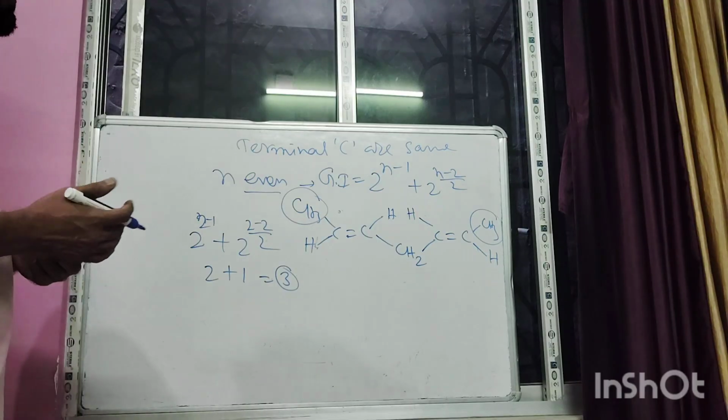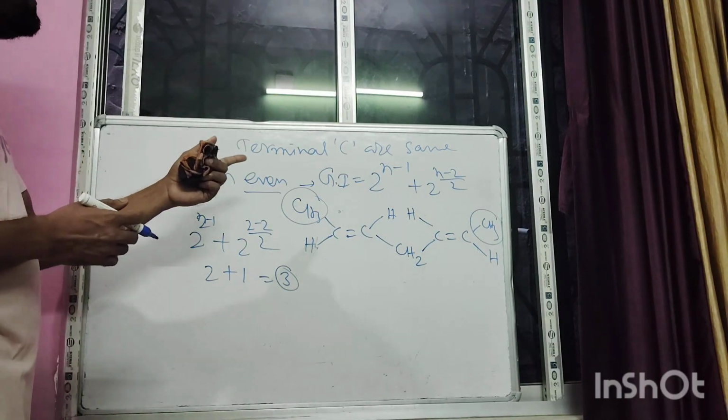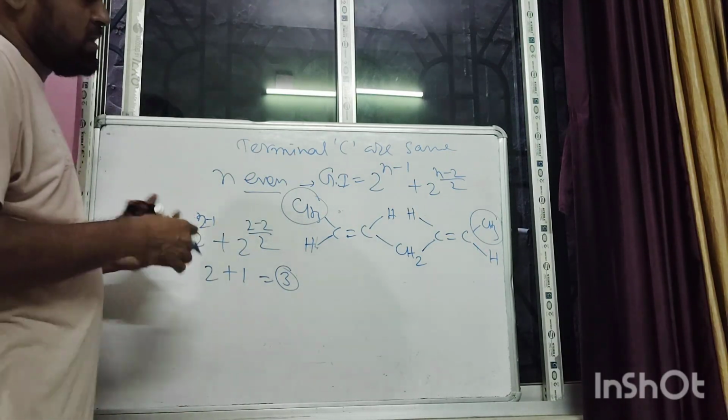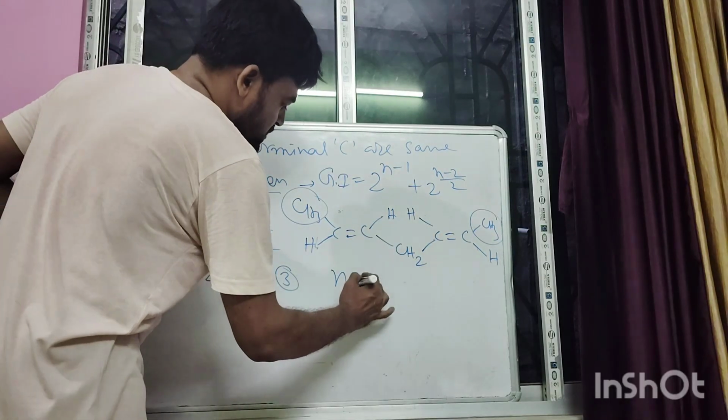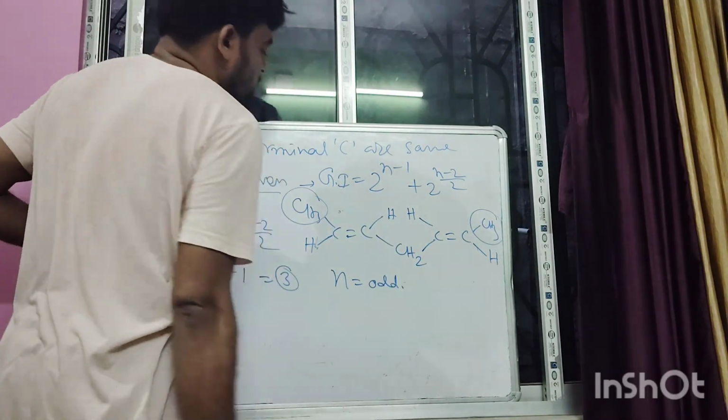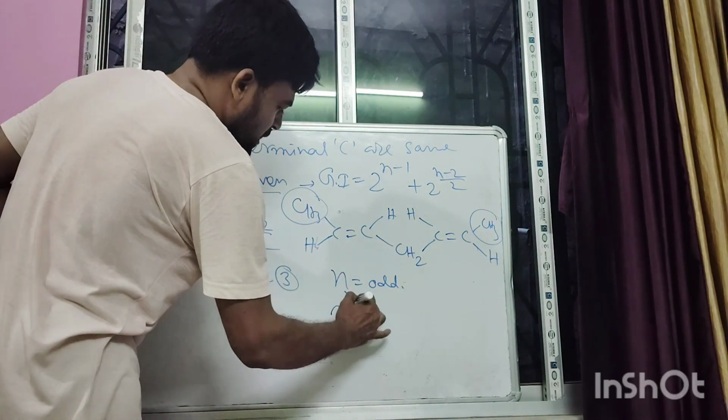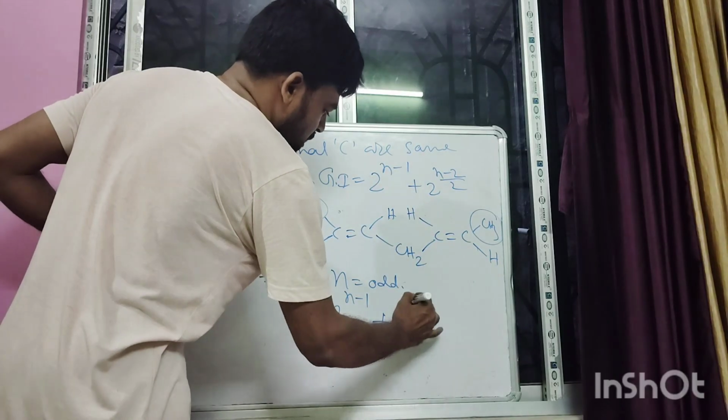And it is also seen that if the terminal atoms are the same and n is odd, then the number of geometrical isomers is 2 to the power n minus 1 plus 2 to the power n minus 1 by 2.